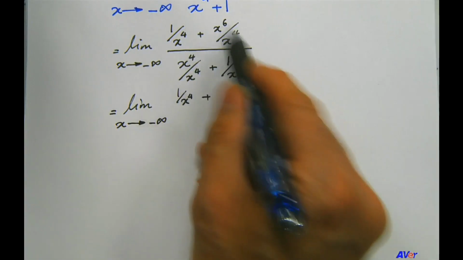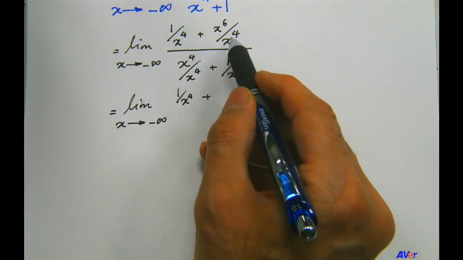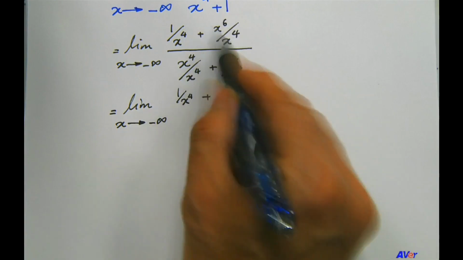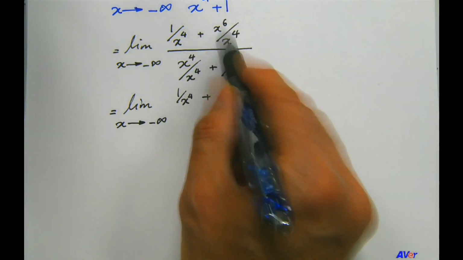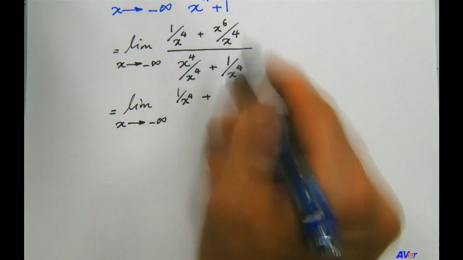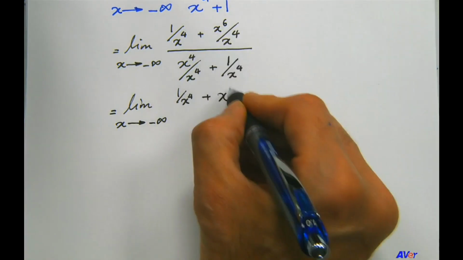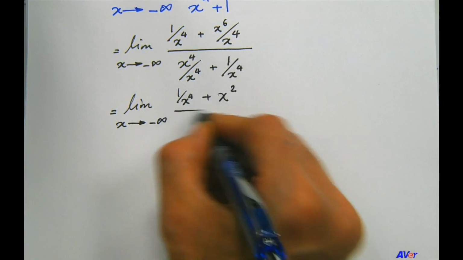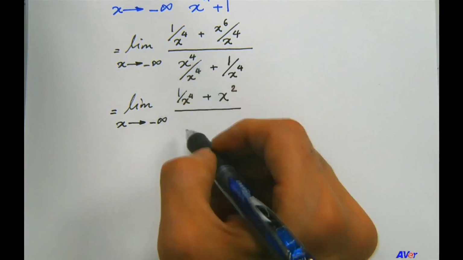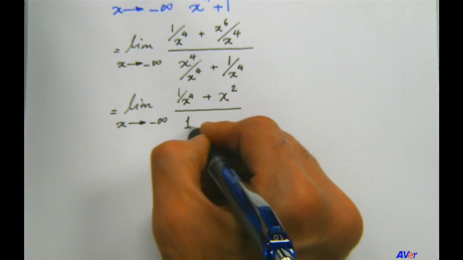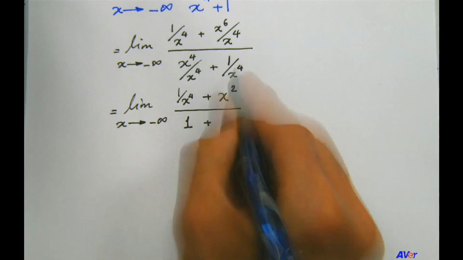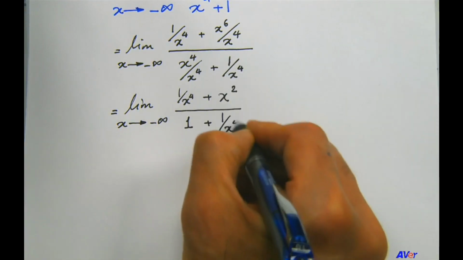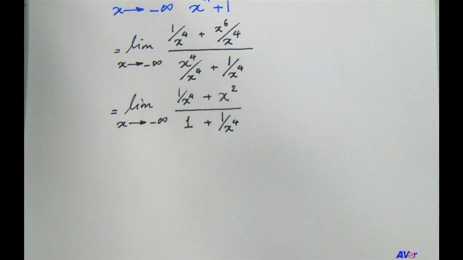Can we simplify this? Of course we can. 6 minus 4, the bases are the same. So in this ratio, the powers get subtracted. So 6 minus 4 is 2. How about this? Can we simplify this? Absolutely. We get 1 plus 1 over x to the 4, which we cannot simplify any further.